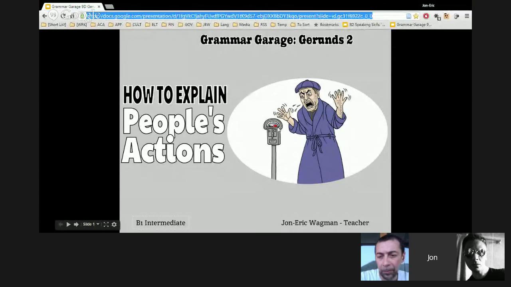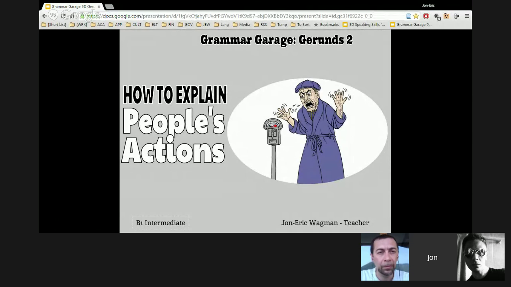Can everyone see that? How to explain people's actions. We're going to be learning about gerunds. We're going to be learning the patterns when you use a gerund and when you use an infinitive. But we're going to learn it through speaking about real-life situations. That will make it a little more fun than just learning grammatical rules. Okay? So, let's get started.